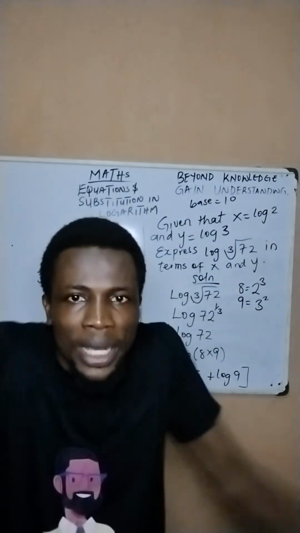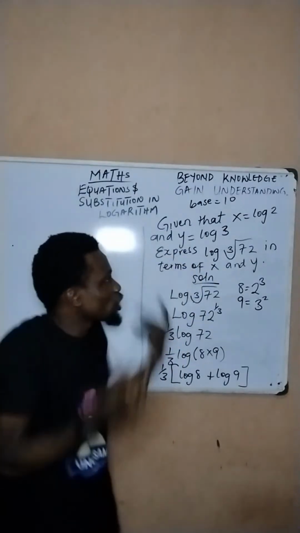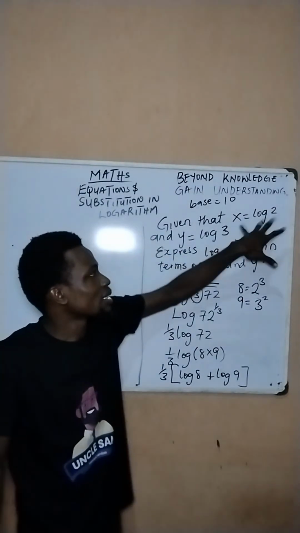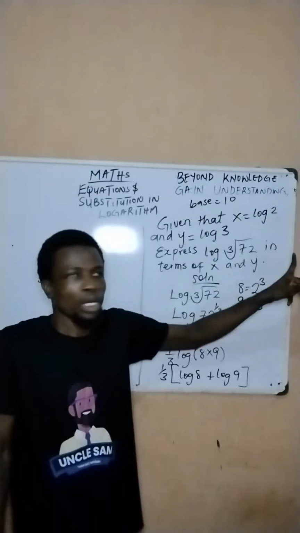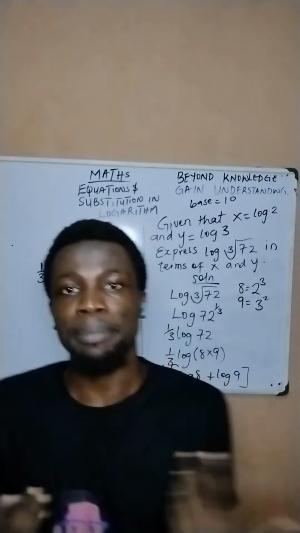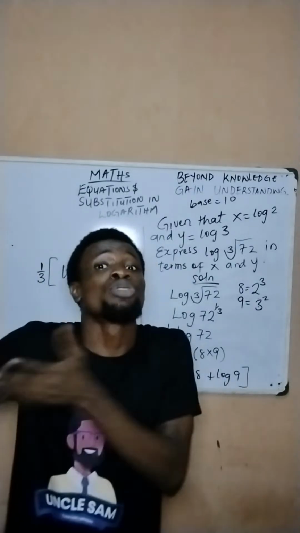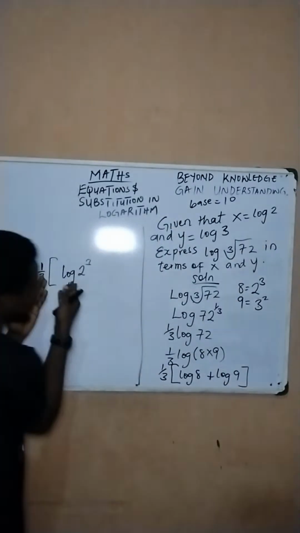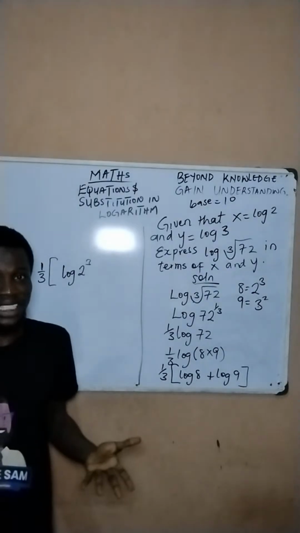I cannot work otherwise. The only information, volume of information that was given is that x, we'll have to replace x with log 2. But there's no log 2 in the given question. So I'm working backward, trying to simplify the concept to see if I can get something related to log 2. And that is what has got me to this point. So we're actually making headway.